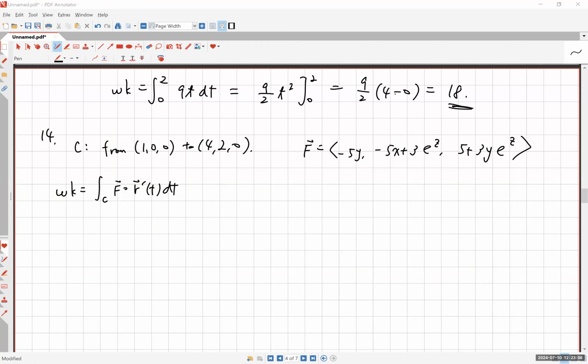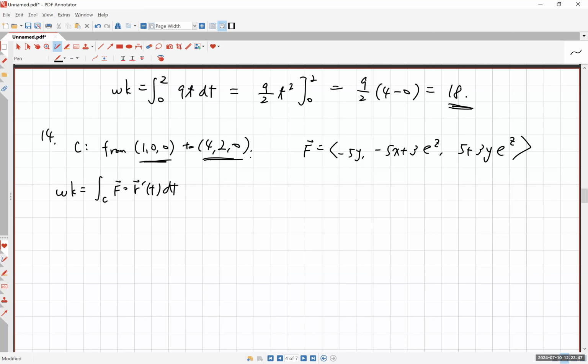Moving on to number 14, we read, suppose C is any curve from 1, 0, 0 to 4, 2, 0. Notice here, they did not specify which curve it is, right? That tells you what kind of question it is, by the way, right? F is given as a vector field along C, but C is any curve from this initial point to this terminal point. And so that implies that the answer does not depend on the path from this initial point to the terminal point. That means it must be involving the fundamental theorem of line integrals, right?